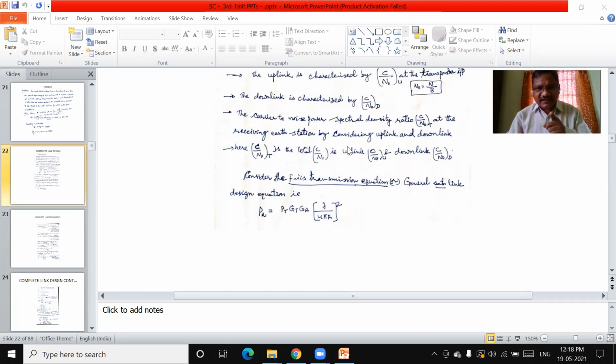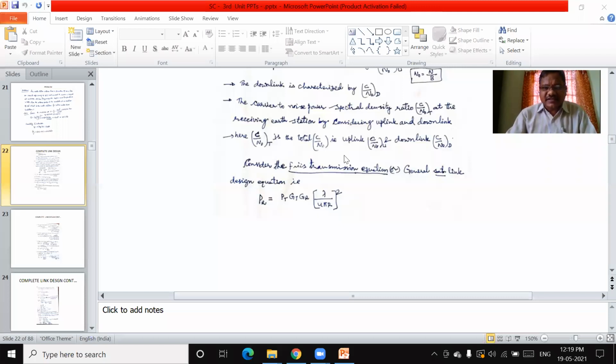Therefore, by considering the signal that has been received at the receiving antenna of the earth station, and by considering the uplink and downlink, that is the C by N naught T. C by N naught T is the total C by N naught, that is, the uplink C by N naught U and the downlink C by N naught D. That's what I mentioned at the beginning of this.